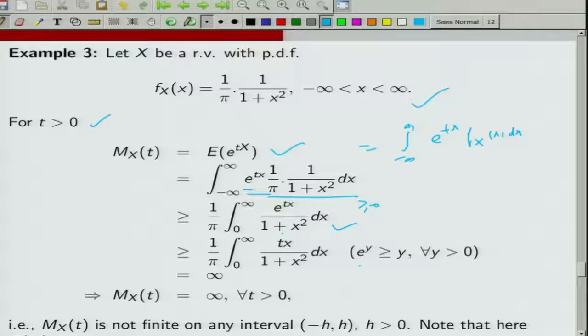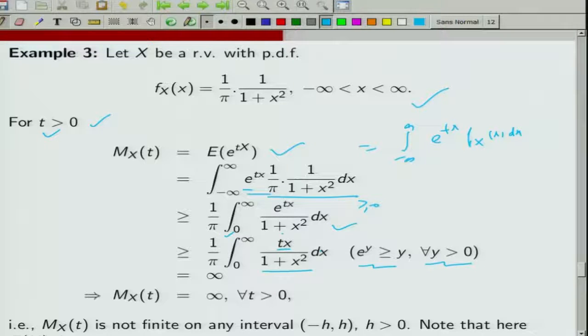But you know that e to the power y is always greater than or equal to y for every y greater than 0. Now here t is positive, x is positive, so e to the power tx would always be greater than or equal to tx. So that is why this whole quantity would be greater than or equal to 1 by pi, integral from 0 to infinity, tx upon 1 plus x squared dx.